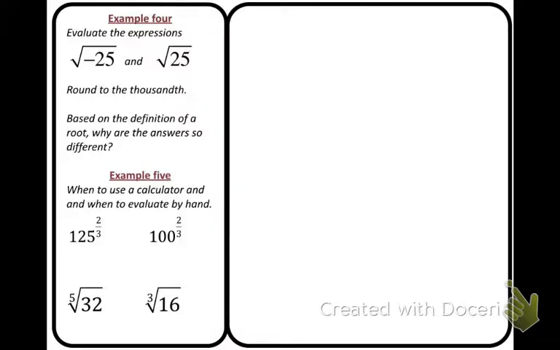A little side note, anytime you don't see a number where the root is supposed to be, we assume automatically that it is a 2. So we're looking for a number times itself, x times x. 5 times 5 is 25, so the square root of 25 is 5. Now if we're looking at negative 25, we're looking for a number multiplied by itself to equal negative 25.